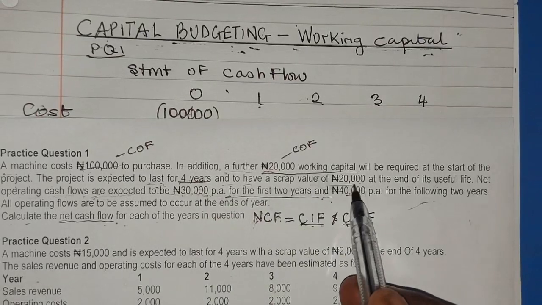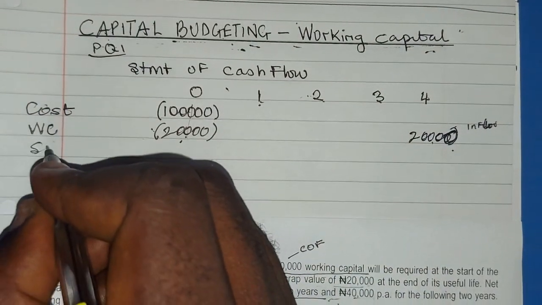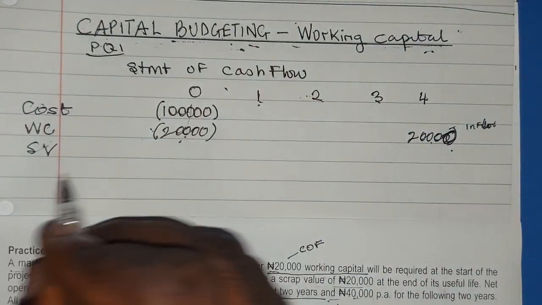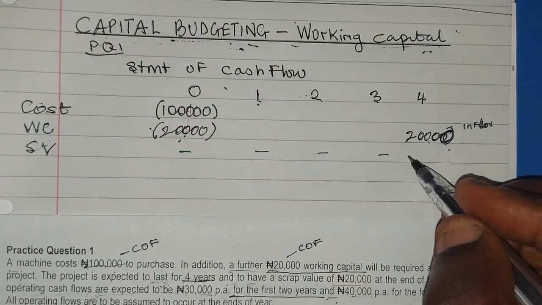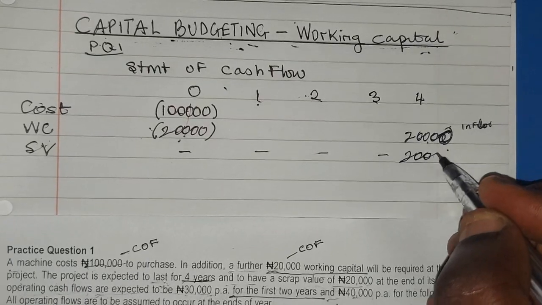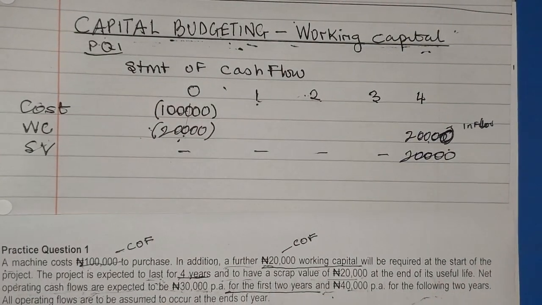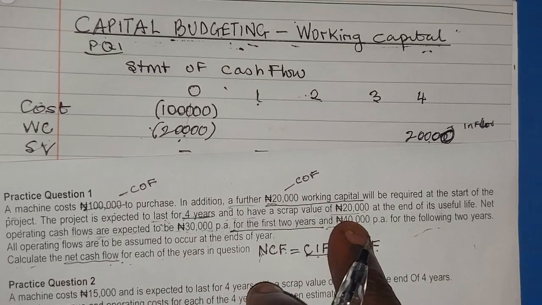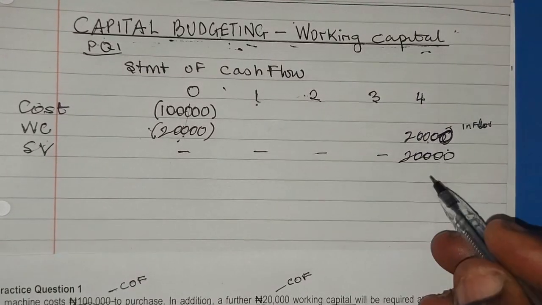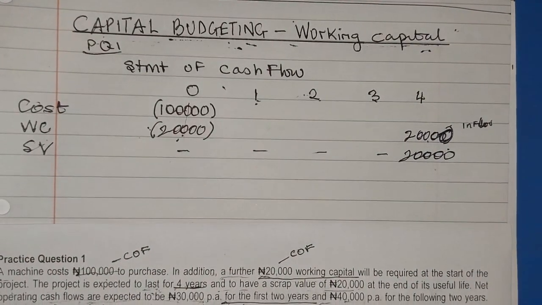Then you are told that it will have a scrap value. So scrap value is what the project's asset is worth at the end of the project. It becomes an inflow. That is when the project is sold. That's the scrap value. So scrap value comes as an inflow at the end of the project. Then take note of this.